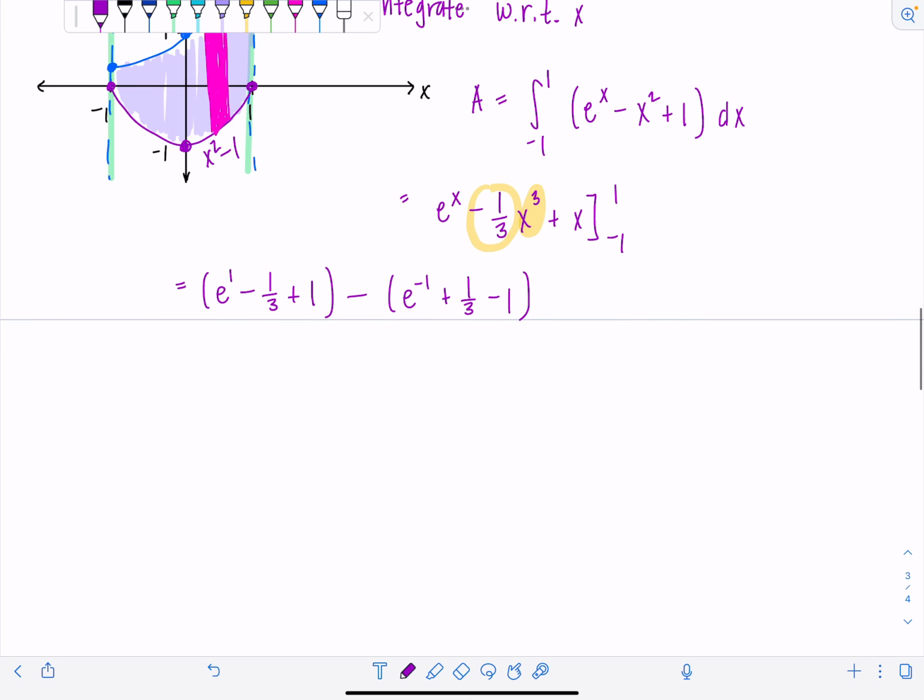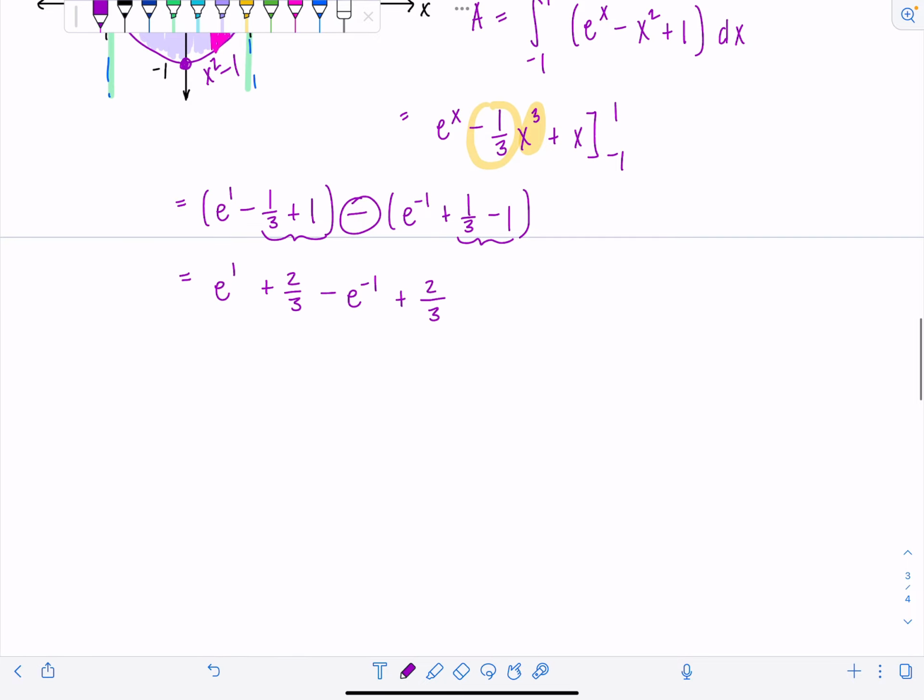Okay, and then we have e to the first. This is going to be plus 2/3 minus e to the negative first. This is a negative 2/3, but then I have another negative here, so plus another 2/3. And our final answer is going to be e minus 1 over e plus 4/3.